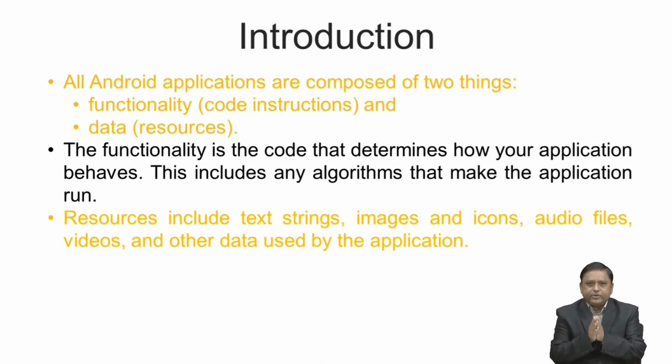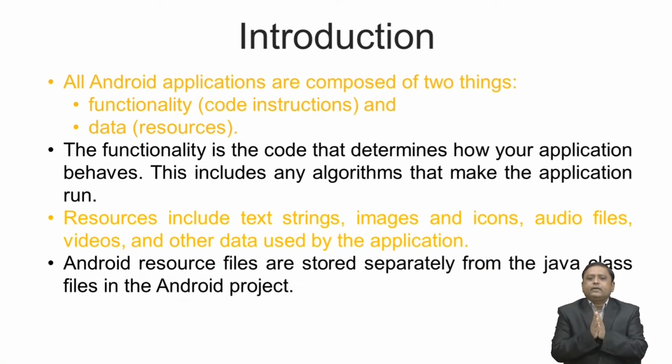Resources include text strings, images and icons. When you install your app, some default icon is displayed as your application icon, right? So, you can also change that. So, app icons, audio files, videos and other data used by the application. These are the different types of resources that you can store inside your resource directory within Android project, and you can either use these resources at design time or you can use these resources at runtime.